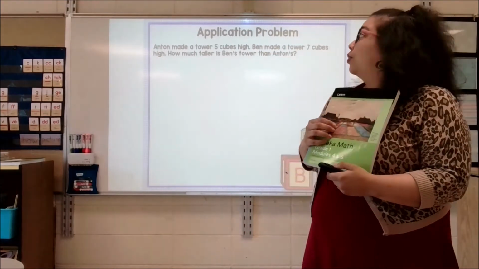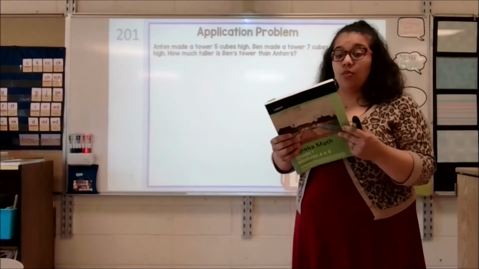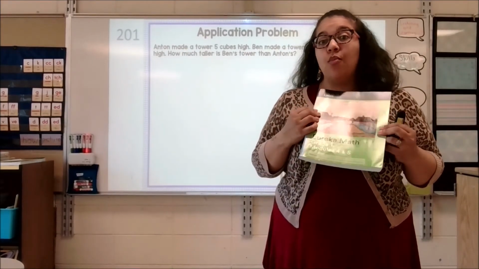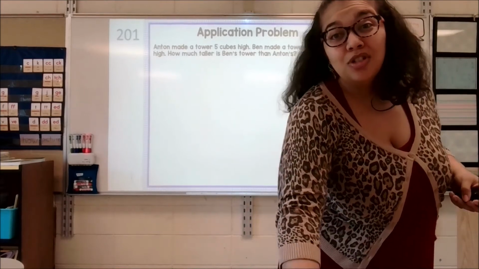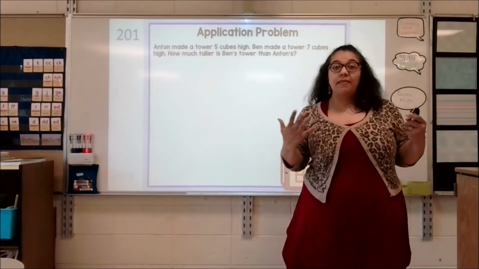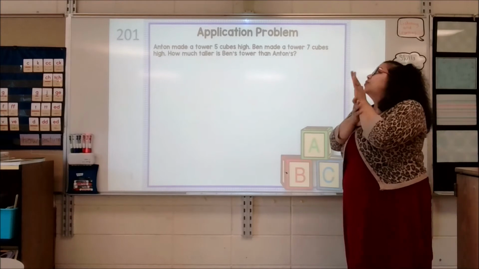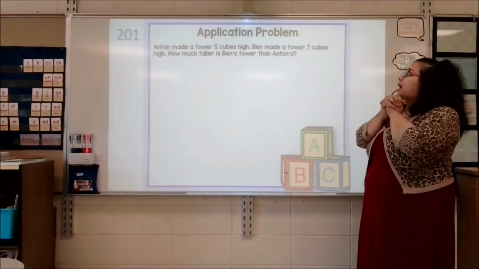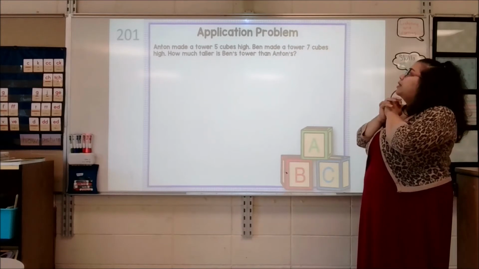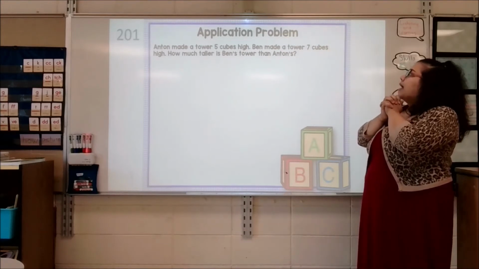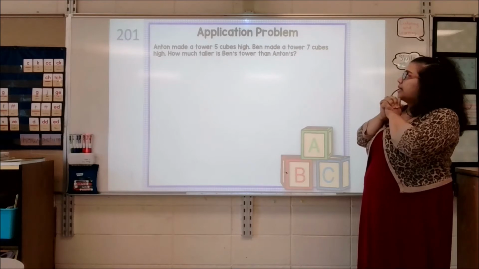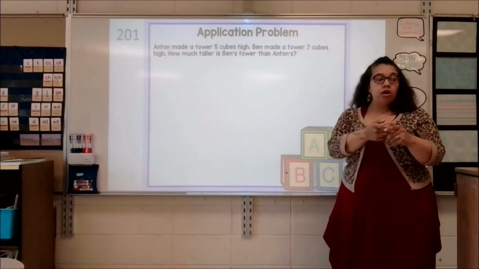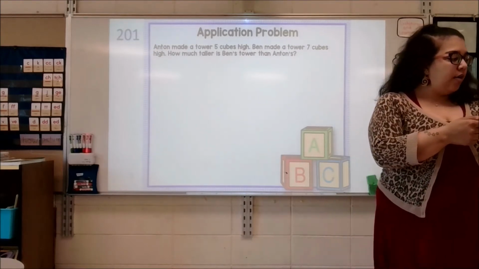Okay, so in this book, we're going to be on page number 201. So 201, those are the digits in the number. And we are going to get ready. I'm going to read the problem to you, and the video will prompt you to submit an answer to the problem. So this reads, Anton made a tower 5 cubes high. Ben made a tower 7 cubes high. How much taller is Ben's tower than Anton's?